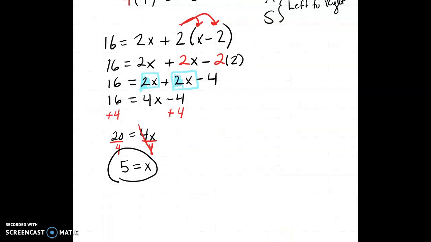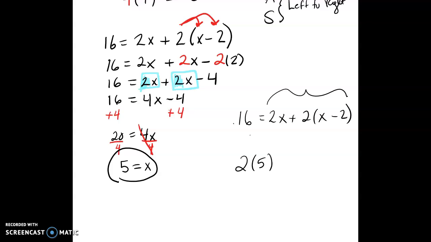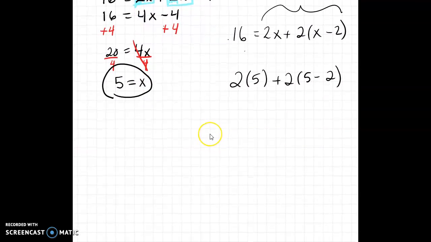Now, let's say instead you wanted to check that the 5 worked up here. So you have to take the original equation and check if you did it right. You want to see if this side is 16, and if this side is equal to 16. So I'm going to plug in 5 and check, does this right side equal 16?